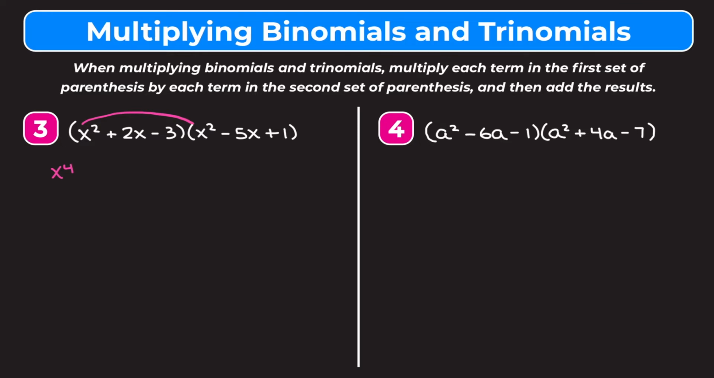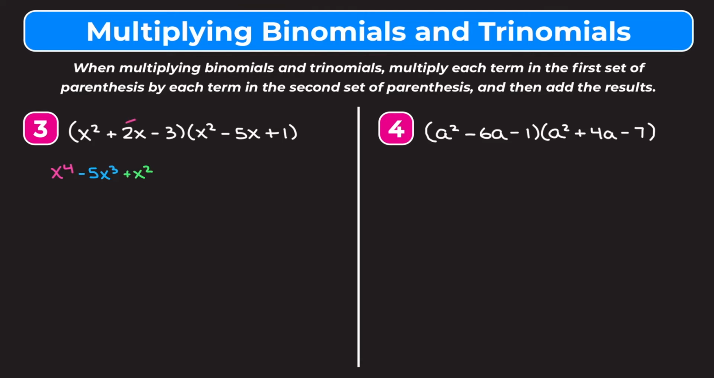And now we need to take that x squared and multiply it by the minus 5x in the second set of parentheses, and that gives me a minus 5x cubed. And now I need to take that x squared and multiply it by the plus 1 in the second set of parentheses, which is plus x squared. And I'm going to erase these lines so I can show you guys how to multiply the 2x by everything in the second set of parentheses.